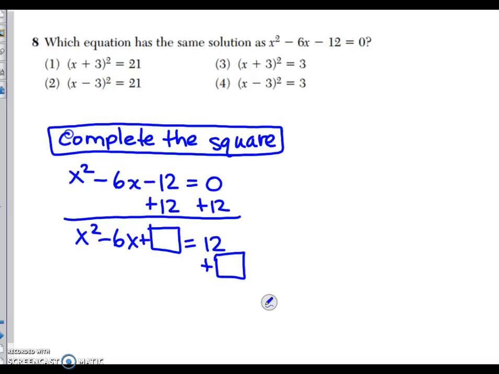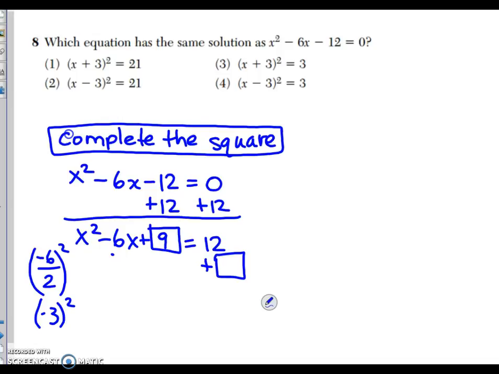The next thing we're going to do is fill in this square with a number. The way that we do that is we take that middle term, -6, we divide it by 2, and we square it. This is the same process every single time. So we take this middle term, -6, we divide it by 2. -6 divided by 2 is -3. And when you square -3, -3 times -3 is +9.